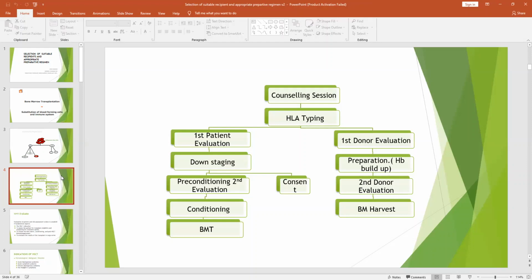And after that, for HLA typing, we take consent. Consent is a very critical component to establish the trust relationship between the family and the BMT team. That's why, first of all, for HLA typing, we take consent. And after that, first we evaluate the patient. Then downstaging and preconditioning evaluation, then the conditioning regime, and then we go to BMT.